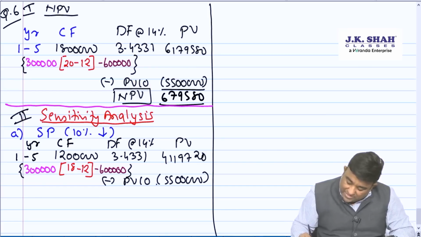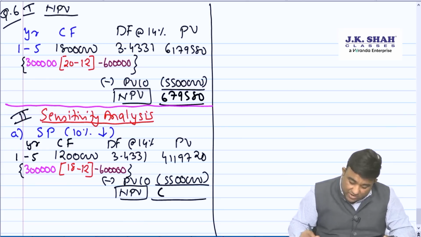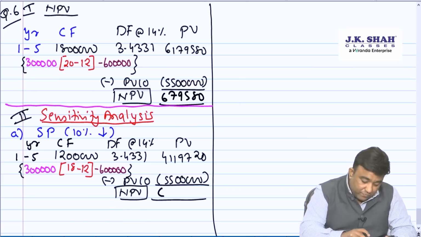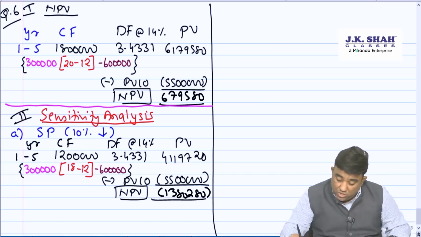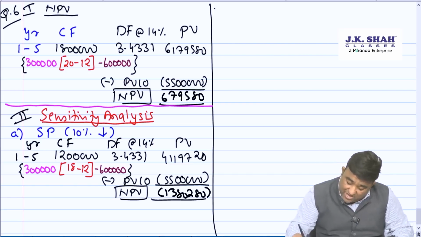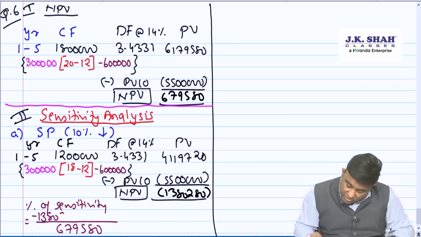Student, just imagine, your new NPV is going to be negative. That is minus 55 lakh, that is minus 13 lakh 80,280. Yes, no? But this is not the end of the road. Student, we need to justify what? We need to justify the percentage of sensitivity. That is very important. Earlier it was 679,580. Now this is negative 1380280.